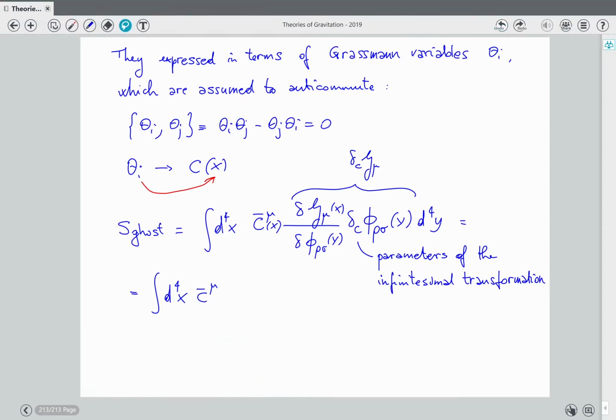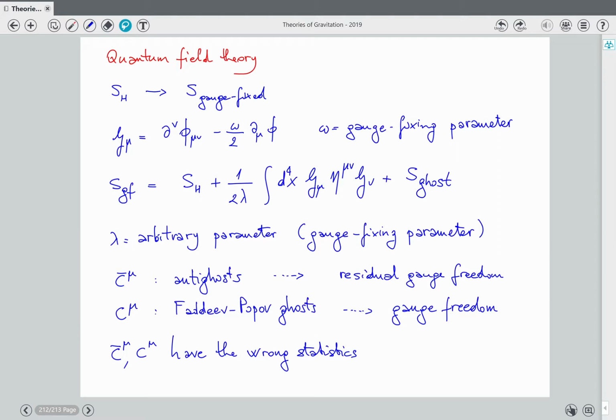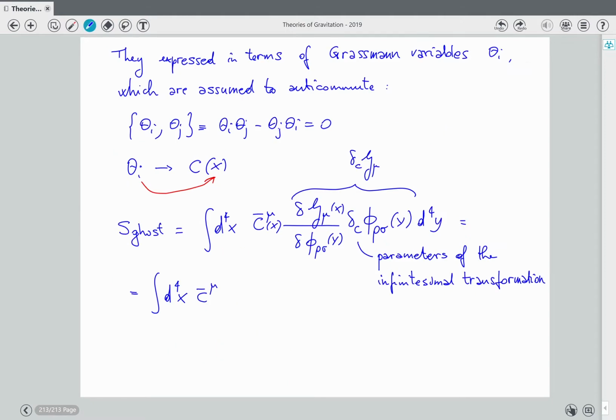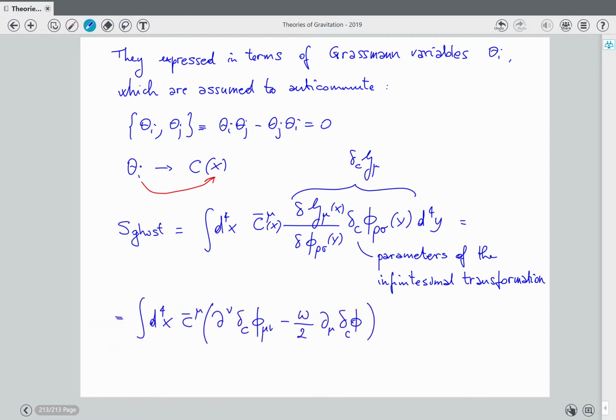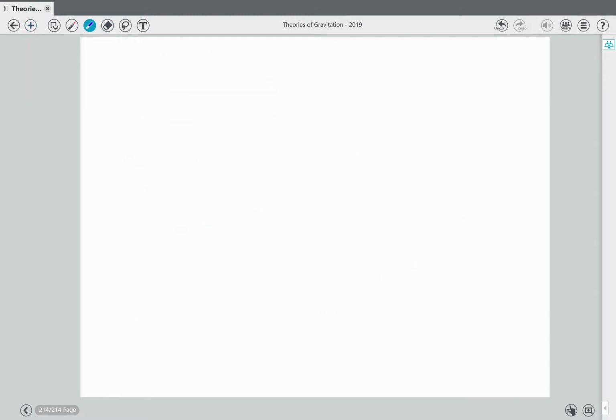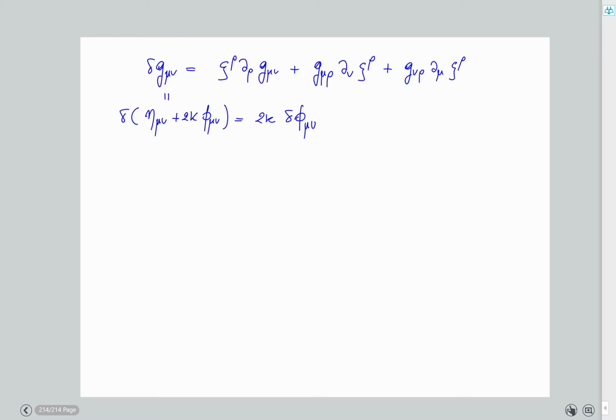Probably we can forget about this and do it on the other page. I just want to write the formula of delta g mu: partial nu delta phi mu, so partial nu delta_c phi mu nu minus omega divided by 2 partial mu delta_c phi. And this delta_c is the infinitesimal Lie derivative, but for phi mu, which is directly related to the one of g mu.